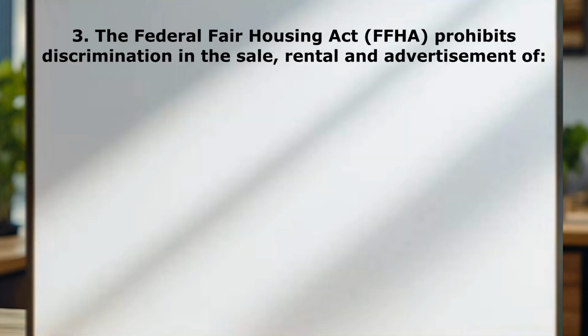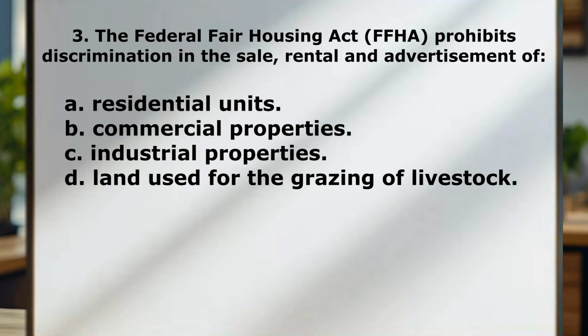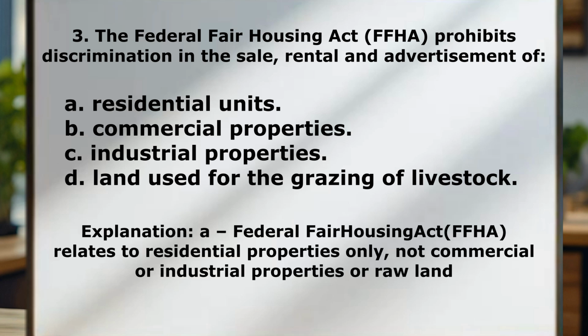Number 3, the Federal Fair Housing Act, FFHA, prohibits discrimination in the sale, rental, and advertisement of A. Residential units, B. Commercial properties, C. Industrial properties, D. Land used for the grazing of livestock. So if you just read FFHA, it says Fair Housing Act, you're going to know that it basically relates to housing, which is residential units. So based on that premise, the answer is A, residential units.